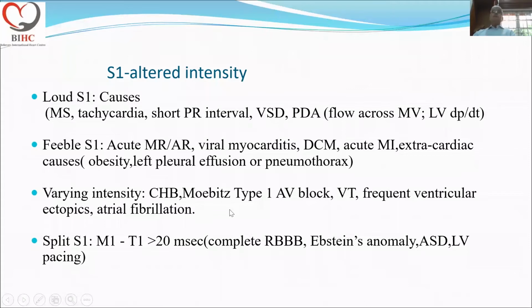We spoke of the split first sound. Remember, if the split is heard, it means the tricuspid component, which otherwise is not heard, is now audible. And the reason for that could be a complete right bundle branch block or an Epstein's anomaly, or sometimes, rarely, in an ASD or a left ventricular pacing.